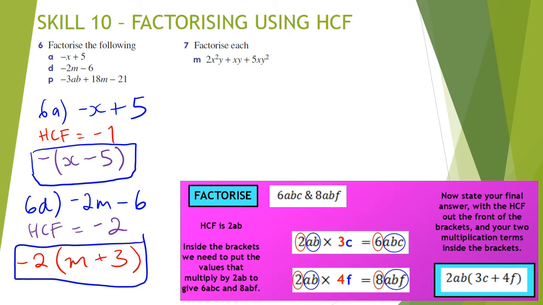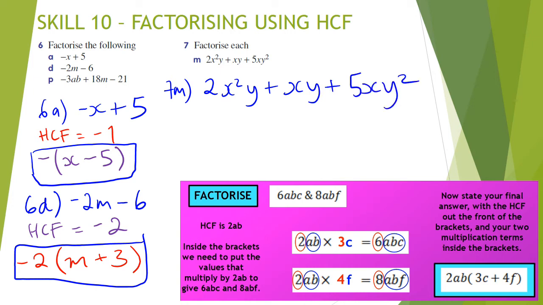If we look at 7m, we've got 3 terms now. So 7m, 2x squared y plus xy plus 5xy squared. When we're doing the highest common factor, I'll write it up here. We're looking for the number. Our numbers out the front are 2, an invisible 1, and 5. So 2, a 1 there, and a 5. So the highest common factor there is only a 1.